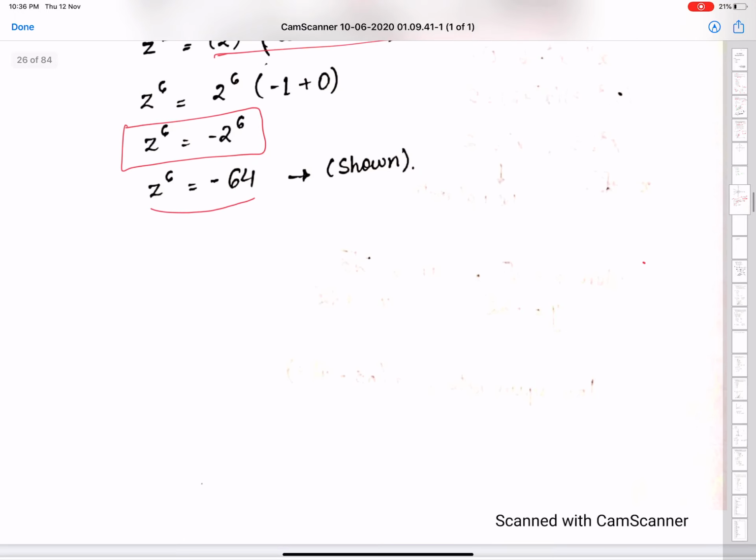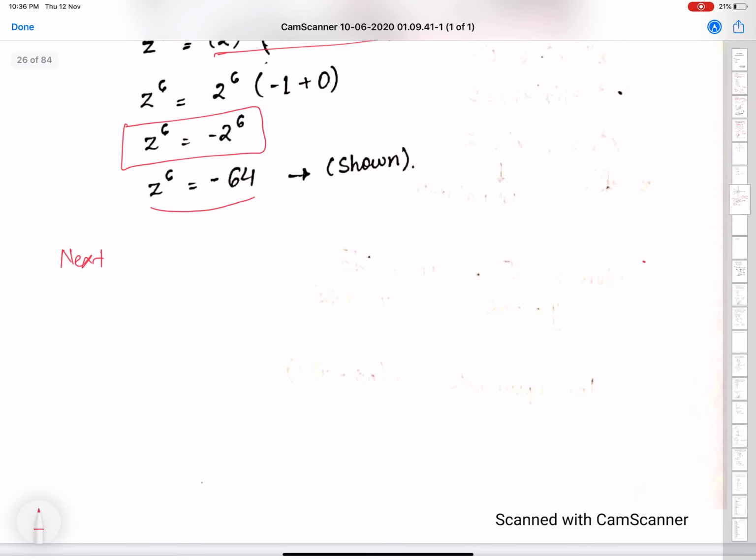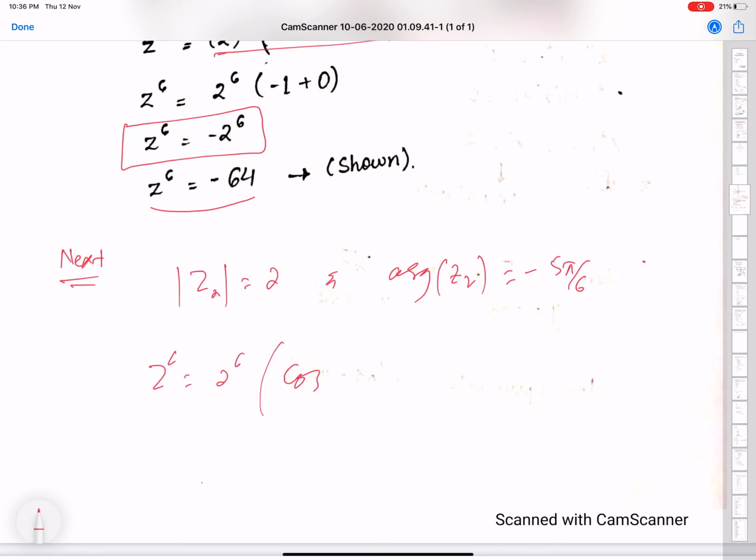Now you need to substitute the second one yourself. I'm leaving this for you. The modulus of the second root was 2 and its argument was minus 5 pi by 6. Now first substitute these things here. I'm doing a few steps for you. So this will be cos minus 5 pi plus i sin minus 5 pi. When you solve this, you will get minus 64, shown. Both roots satisfy this equation, z power 6 equals minus 64.